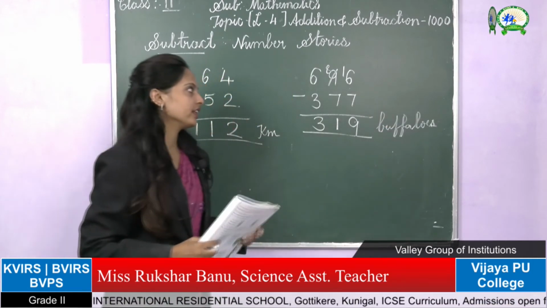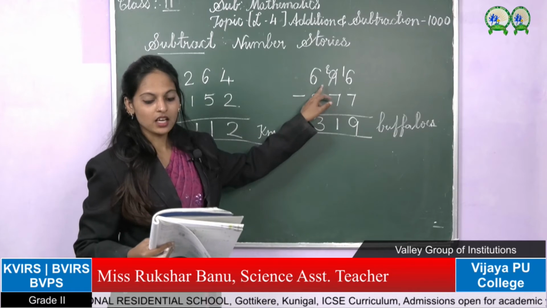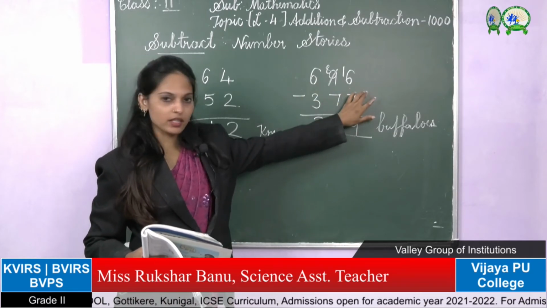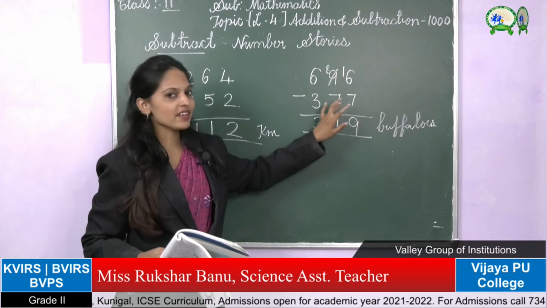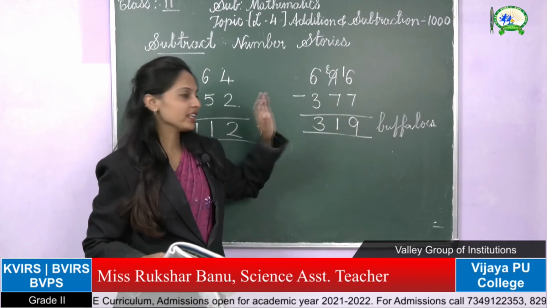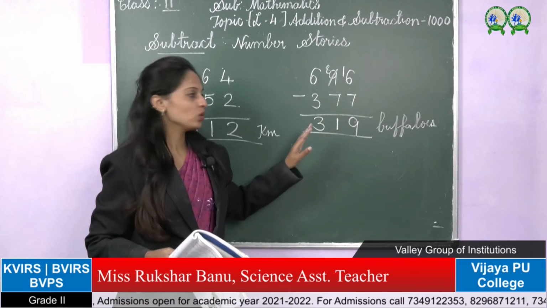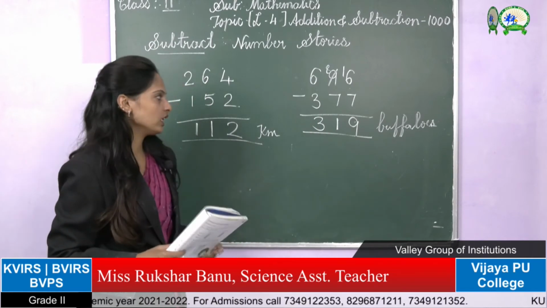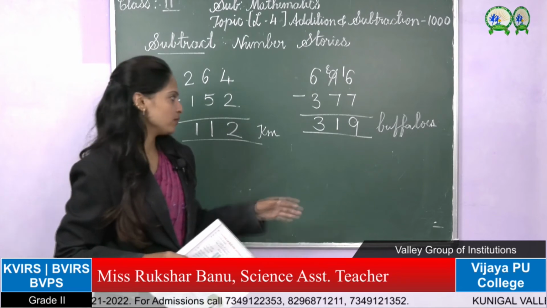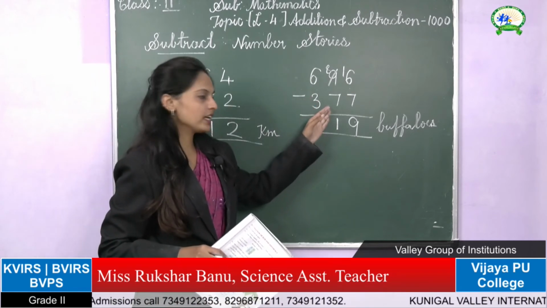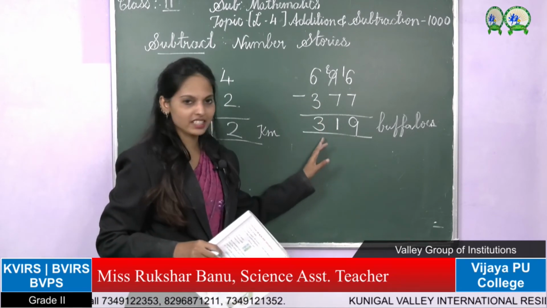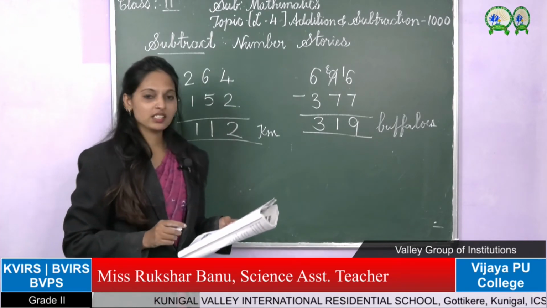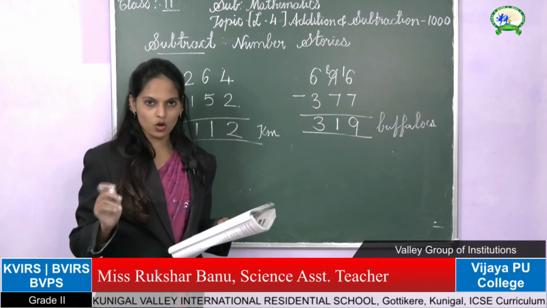Okay children, is it clear? There are 696 animals in the farm. In that 696 animals, cows are 377. Okay, and the rest are all buffaloes. And so now 319 buffaloes are there. Okay, so total 696 animals. If the cows are 377 means the buffaloes are 319. Is it clear children?